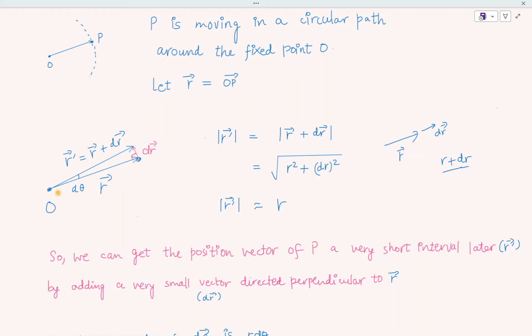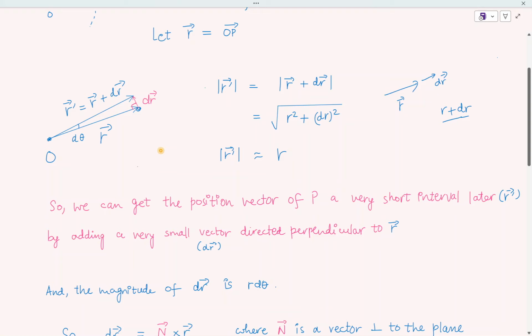So I had a vector r, and I need another vector which is just rotated by a very small amount but whose magnitude is the same as the magnitude of r. This I can achieve by adding a very small vector to the original vector r. So this is the interesting point over here. And the second question is, what should be the magnitude of dr?